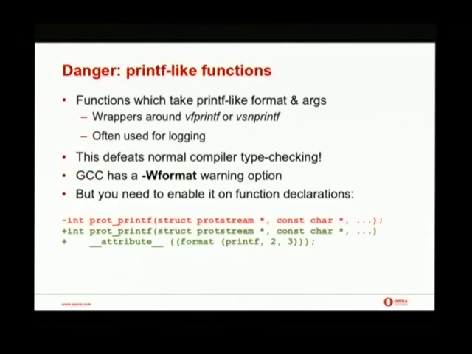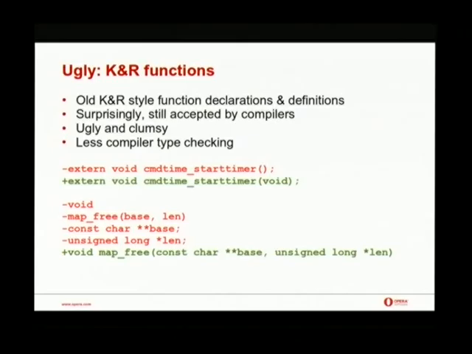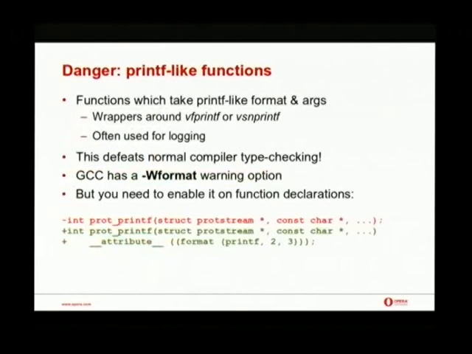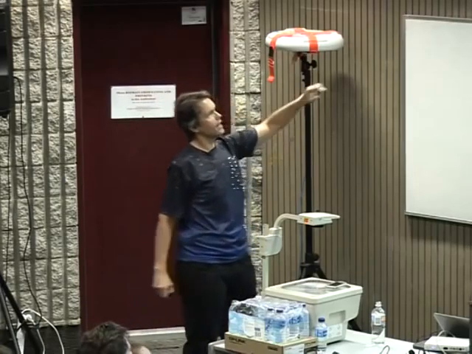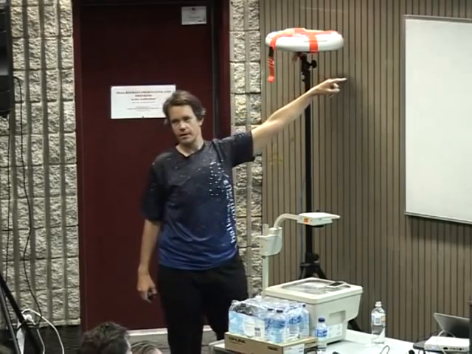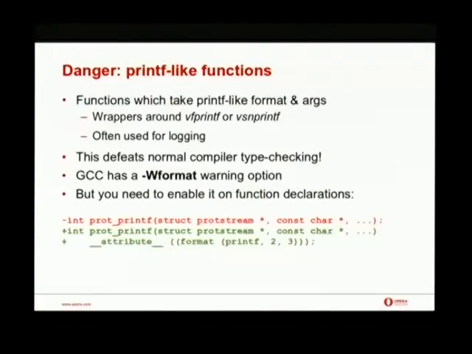Printf-like functions. GCC has this wonderful attribute, format printf. Use it. It finds bugs. You can do compile time checking with them. Just the directive to GCC, it says it's a printf. Yes, I'm sorry. When I say this defeats normal compile time checking, it defeats the compile time checking that's in the C standard.